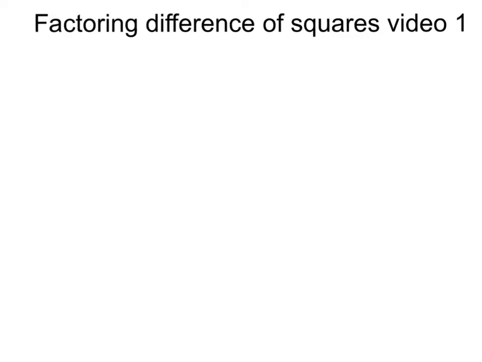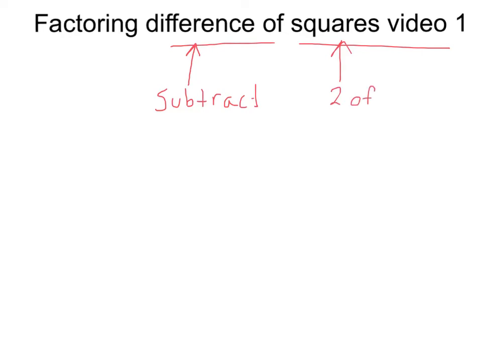So here we're going to talk about the last type of factoring, okay? Here we want to factor difference of squares. Now, the title tells you what we're doing. Difference means what? Subtract. Okay? And squares indicates that there's two of them, right? Because it's plural, right? With the S. And so we're factoring a difference of squares.